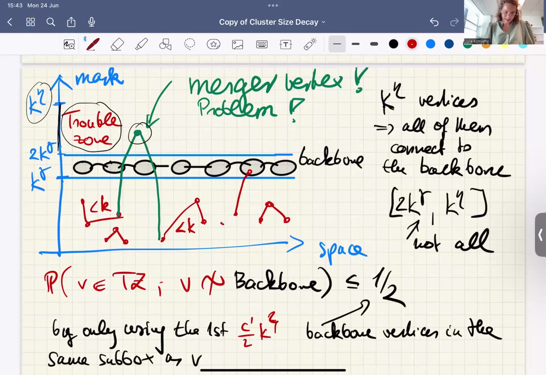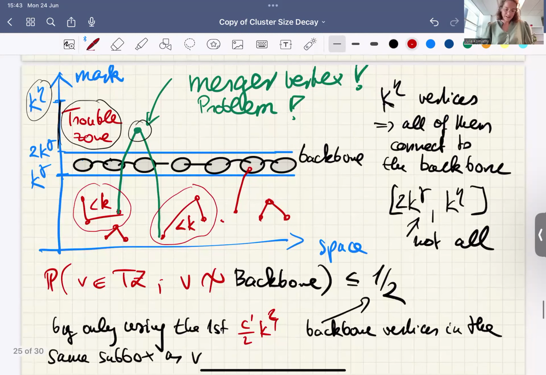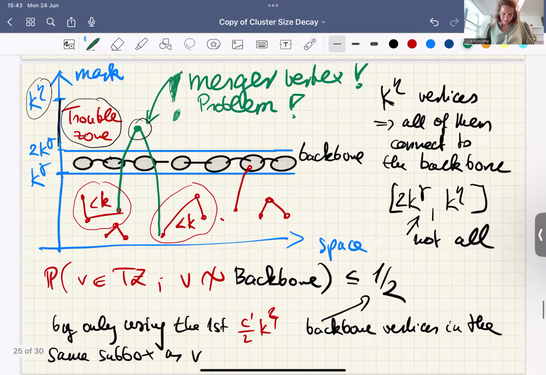What does it do then? It might connect two clusters of vertices of low mark that have both sizes less than k, but just barely. And then it connects them up to a large component. So that would be pretty bad for us, so we want to avoid this. This is called a merger vertex, and we don't like them. So how do you avoid or control the probability of these merging events? And this is how we dealt with it.